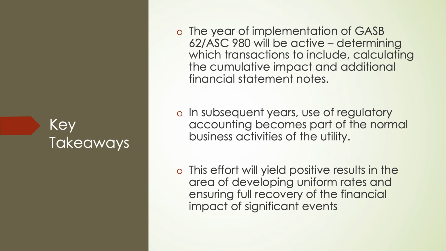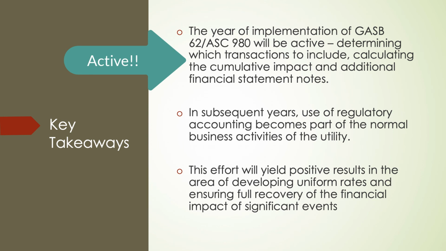And going forward, it should be a lot easier as you identify items, book them, and then record them in the financial statements and the financial statement disclosures. So your key takeaways from this section are this. The year of implementation of GASB 62 or ASC 980 will be active. You'll be doing a lot of work. Determining what transactions to include, calculating the cumulative impact and additional financial statement notes.